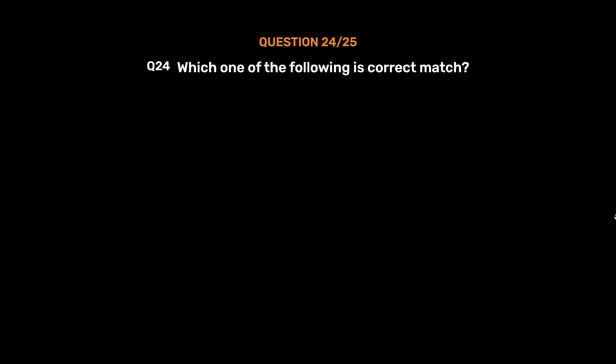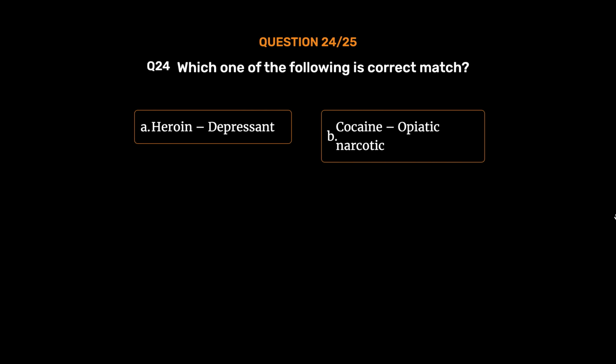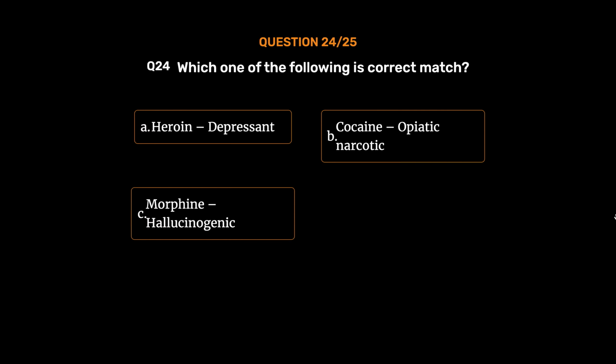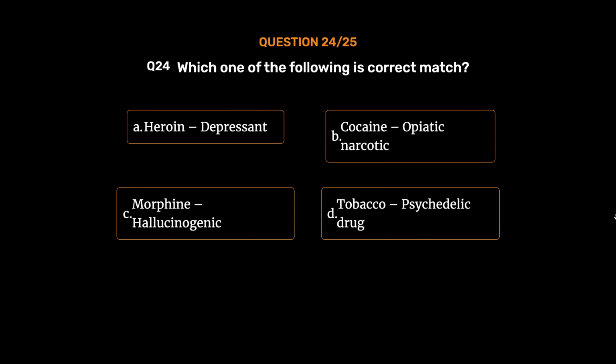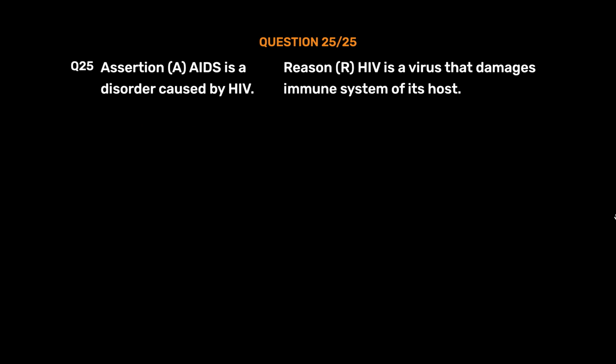Question number 24. Which one of the following is correct match? Option A. Heroin, depressant. Option B. Cocaine, opiatic narcotic. Option C. Morphine, hallucinogenic. Option D. Tobacco, psychedelic drug. The correct answer is option A. Heroin, depressant.